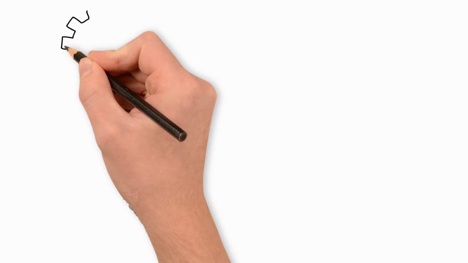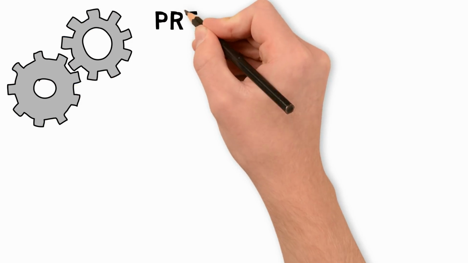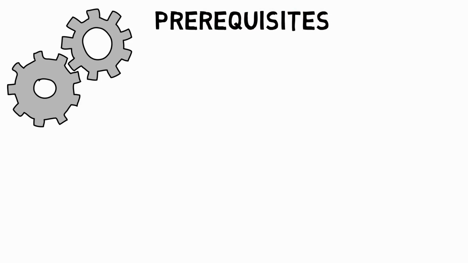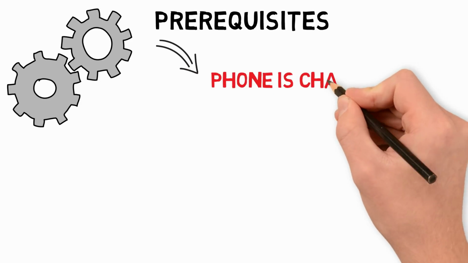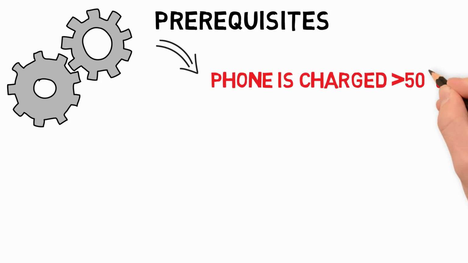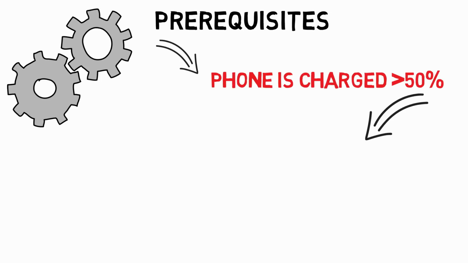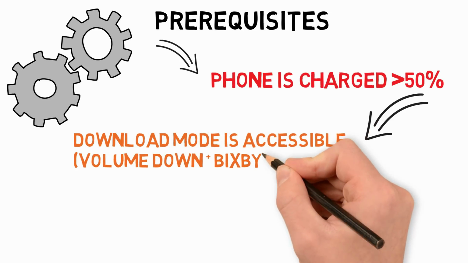Now, another prerequisite you'll need to take into consideration is the following. The first thing you'll need to be sure of is that your phone is charged at least 50%, because you don't want your device to turn off during the flashing process, resulting in another brick. You also need to make sure that download mode is accessible. You have to power off your device and then hold down volume down, Bixby and power key, all three together, in order to access download mode.